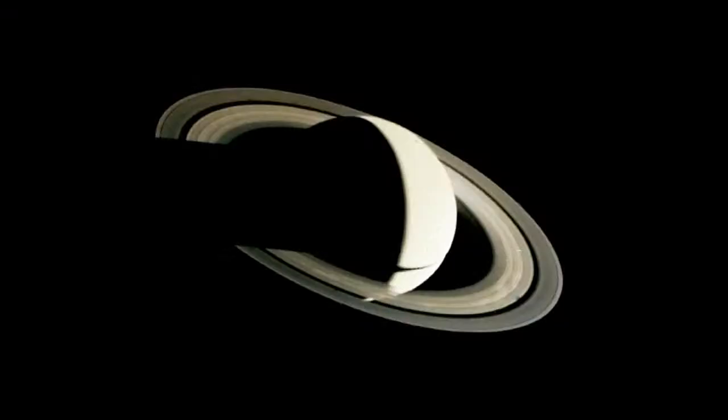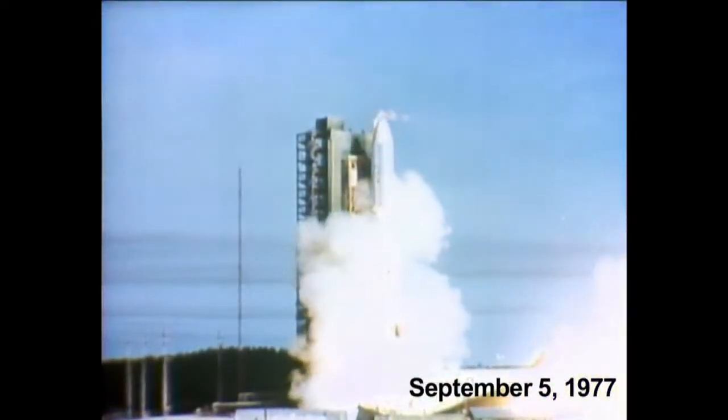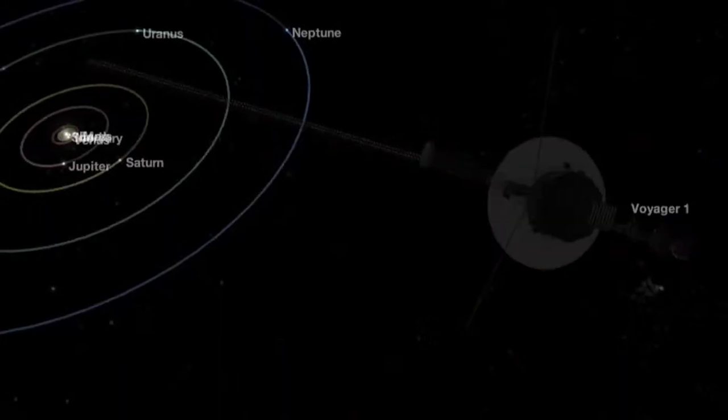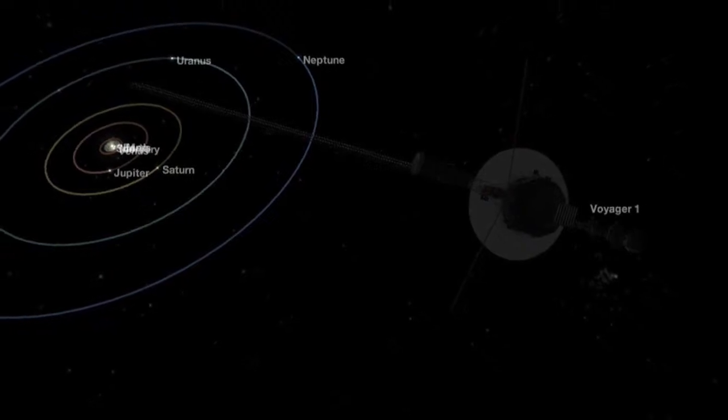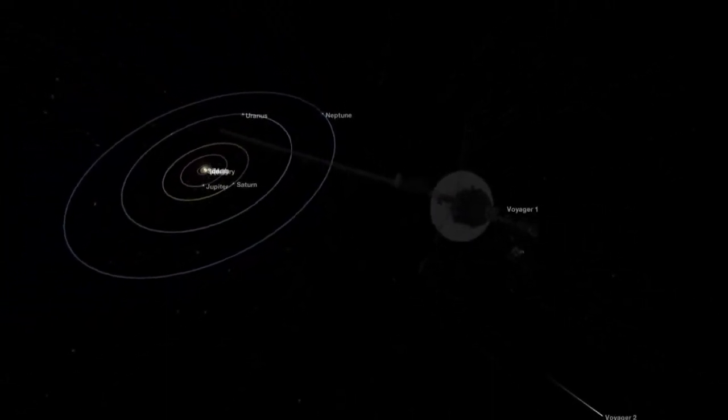Let's head out beyond our solar system. Voyager 1, which took these images, was launched in 1977. It is the farthest human-made object away from Earth. Right now, it is almost 15 billion miles away. That's a long way, but we're going to explore much larger distances.